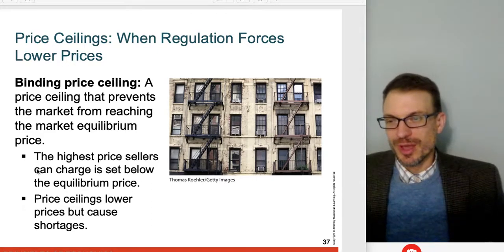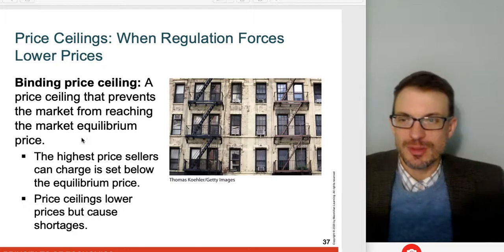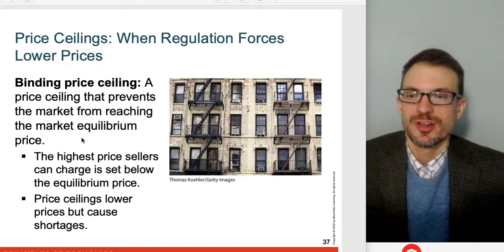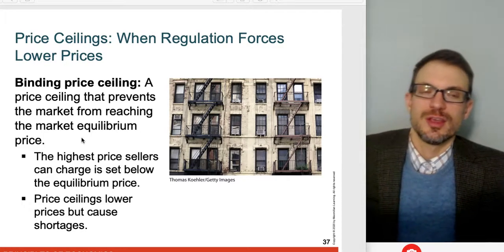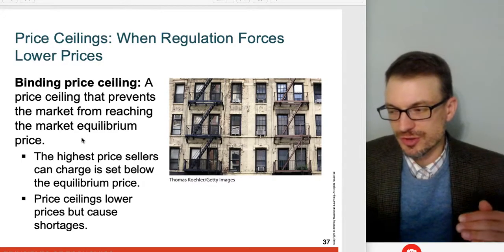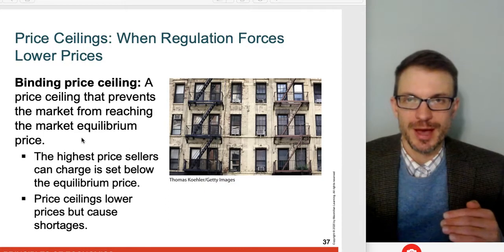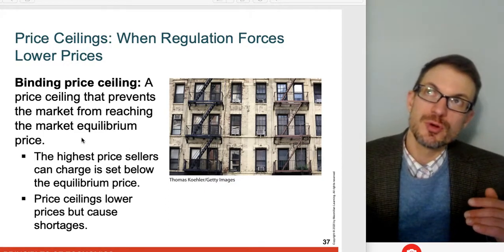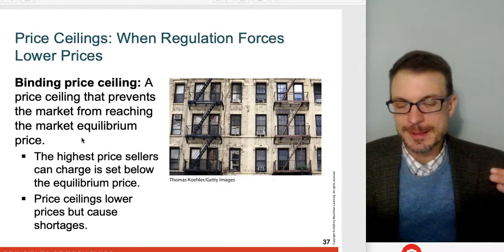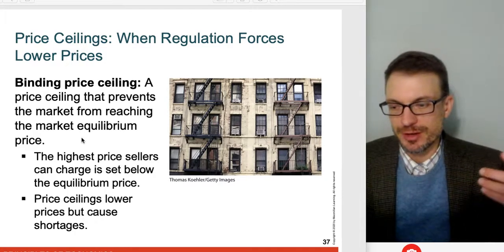So anyway, the binding price ceiling prevents the market from reaching the market equilibrium price. It becomes the highest price sellers can charge. The highest price sellers can charge is the price ceiling. If it's below the equilibrium price, now it becomes binding. The reason why is, suppose the equilibrium is on the next floor and I can't get there because the ceiling's keeping me from there. That's what happens with a price ceiling. The equilibrium might be higher, but you're not allowed to go any higher.